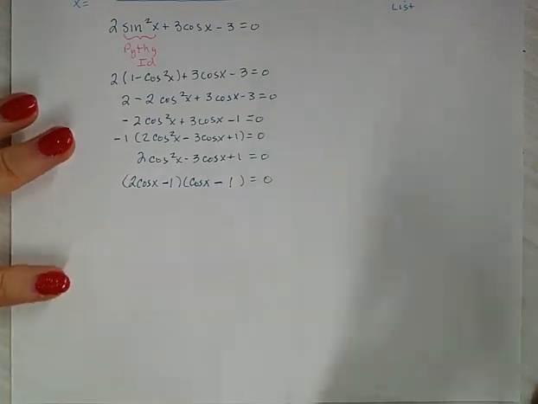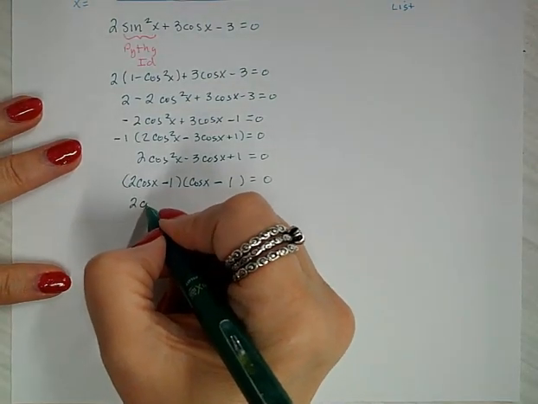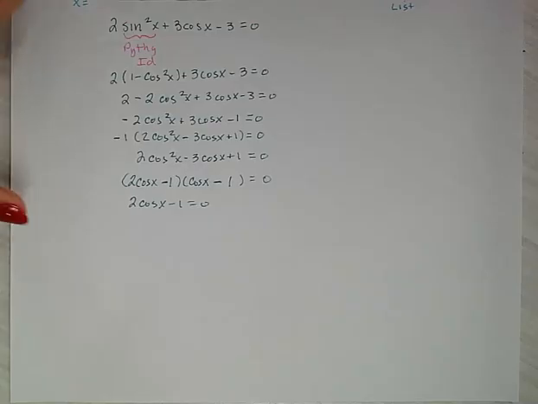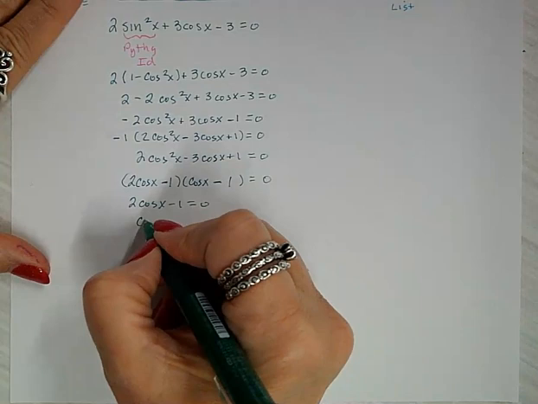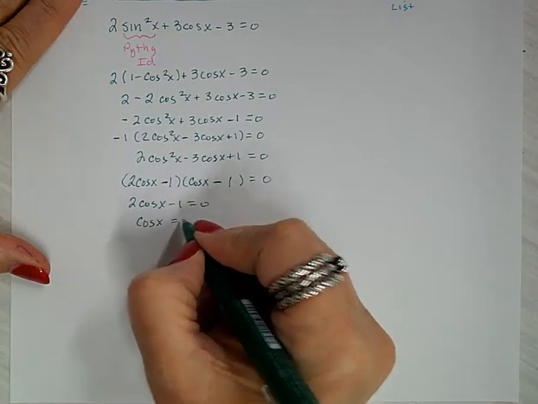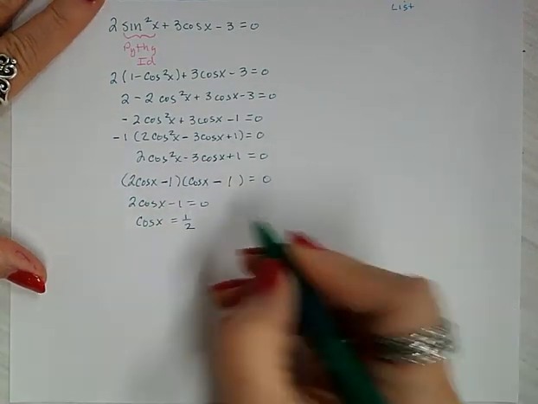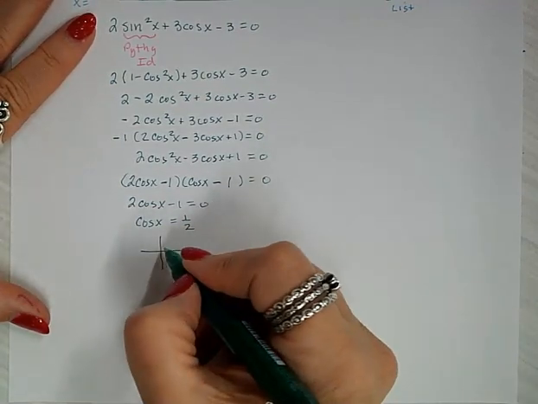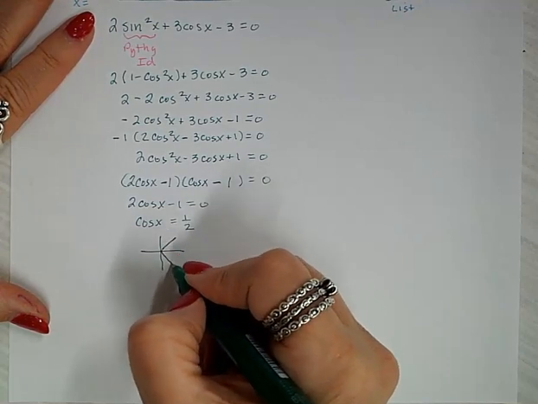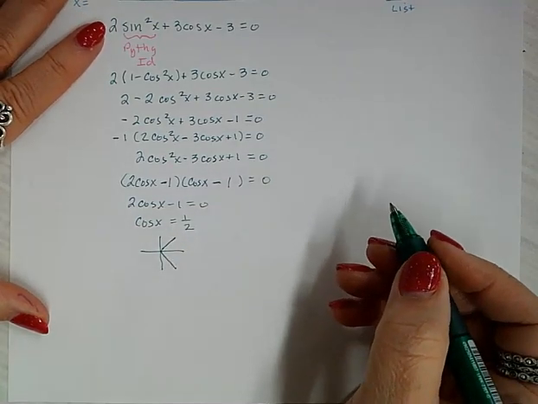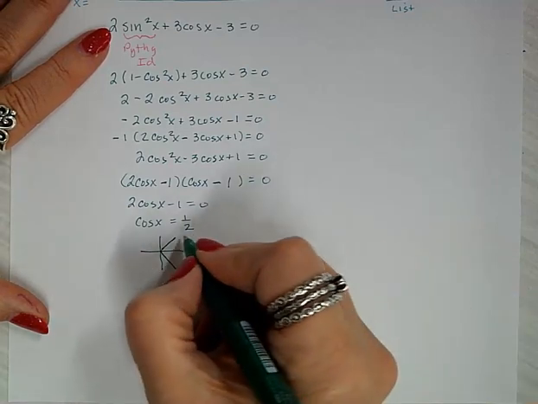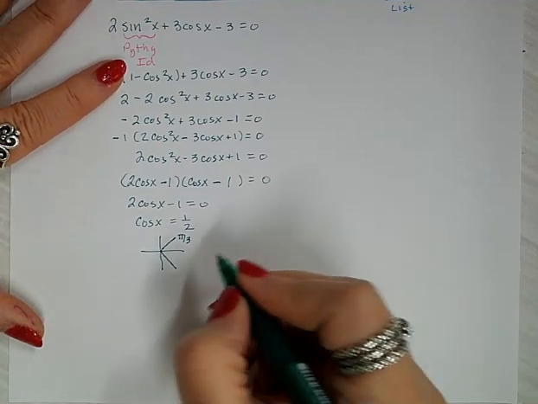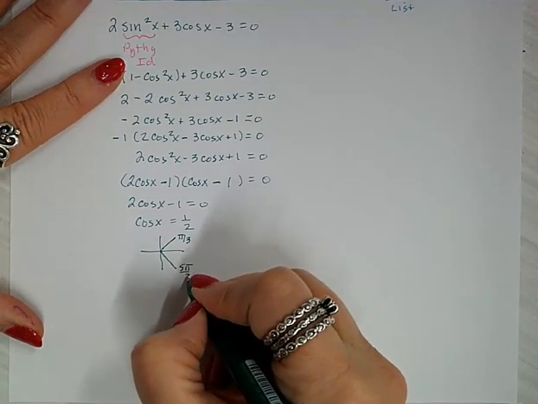All right, so now we're going to set each factor equal to 0. So I'm going to get cosine x, I'm going to move the 1 over, divide by 2. So this is 1/2. Then I'm going to set up my angles. So cosine is positive in the first quadrant and the fourth quadrant. And in the first quadrant, cosine of x is 1/2 at the angle pi over 3. So the multiple of 3 angle in the fourth quadrant is 5 pi over 3.